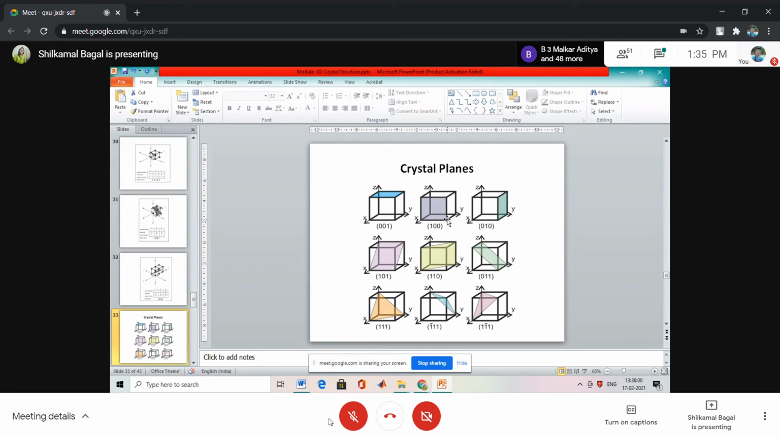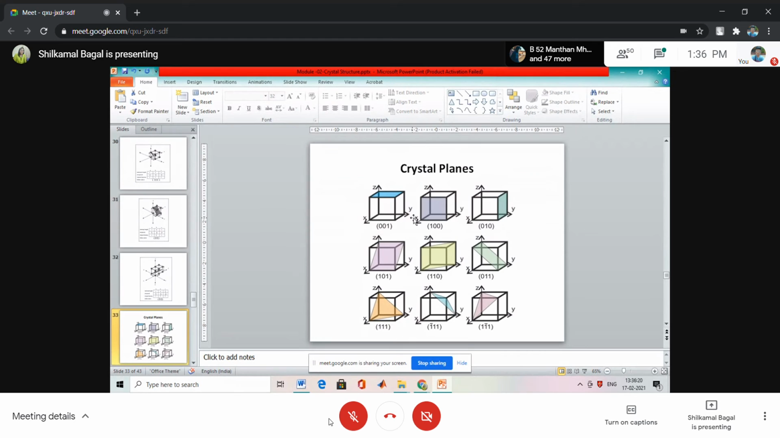But what about y and z? This plane goes in this direction, which is parallel to y. This plane also goes in this direction, which will remain parallel to z also. So the intercept made by this plane on the y and z axes will be infinity. And so the indices are 1 0 0.